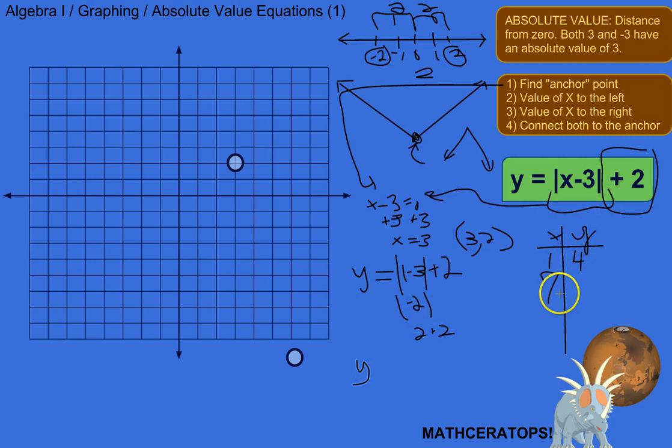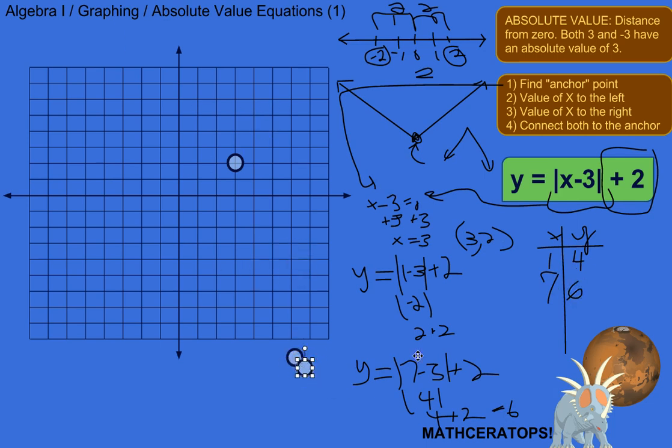Now let's try our second x value. This is to the right of our anchor point. y is equal to the absolute value of 7 minus 3, plus 2. 7 minus 3 is 4. The absolute value of 4 is 4, plus 2 is 6. So we've got a point to the left and a point to the right of our anchor point.